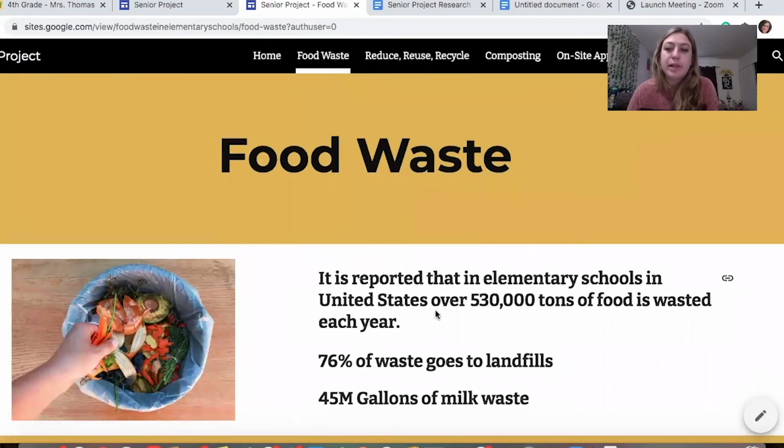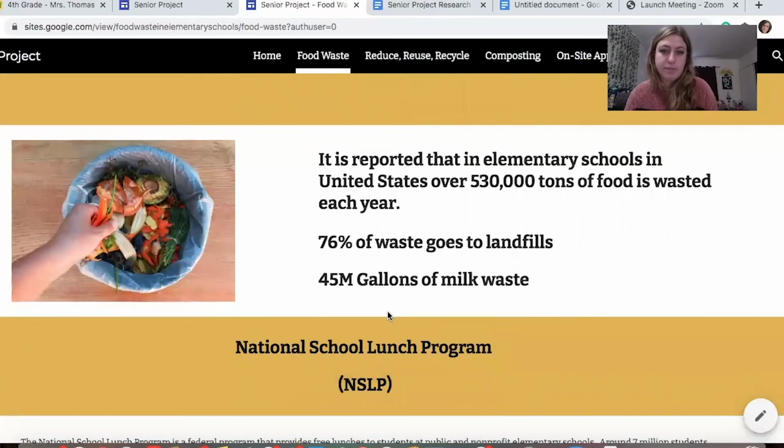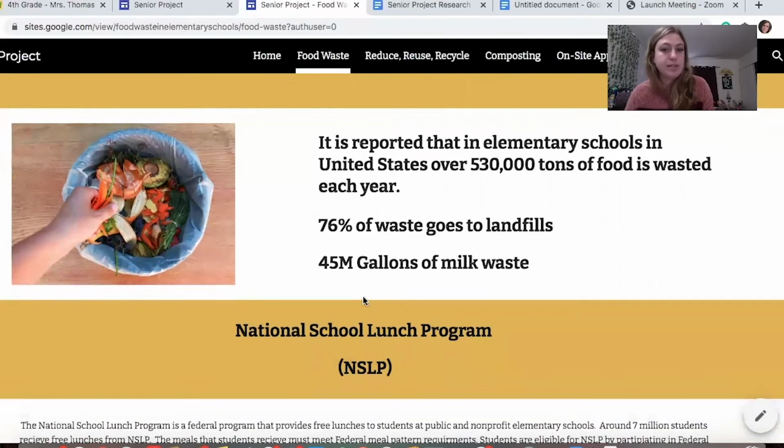It's reported that in elementary schools in the United States, over 530,000 tons of food is wasted each year, and 70% of that waste goes to landfills, with 45 million gallons of that waste being milk waste.